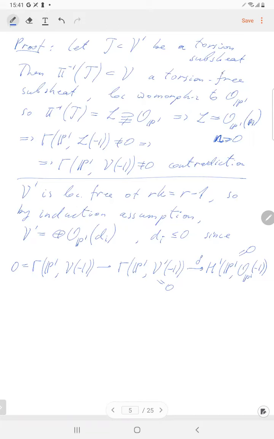Okay, and now we will prove that our exact sequence 0 to O to V to V prime to 0 splits. Okay, so V is O plus V prime. Well, we know that V prime is the direct sum of line bundles, and we just add one more line bundle, and there we are. So let's dualize it.